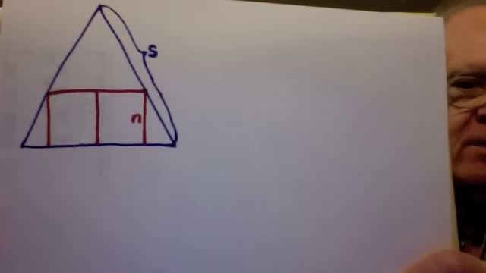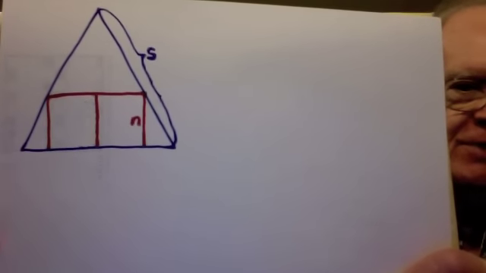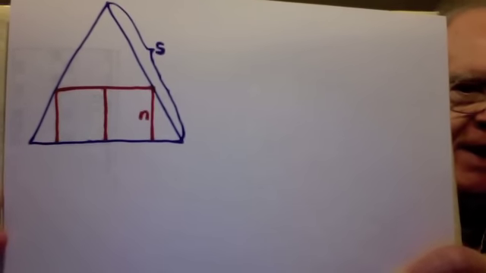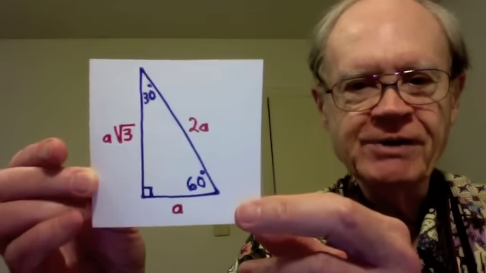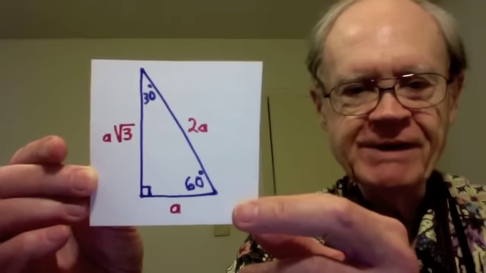First question, what does S equal in terms of N? Second question, what is the ratio of the total area of those two squares to the total area of the triangle? Well, a fact of geometry that is important in the solution is the side relationships in a 30-60 right triangle, as shown here.